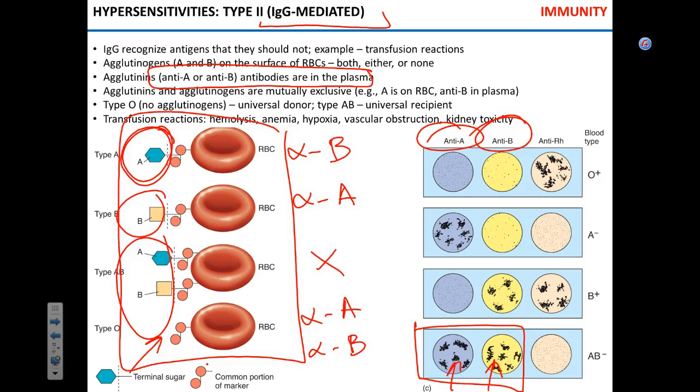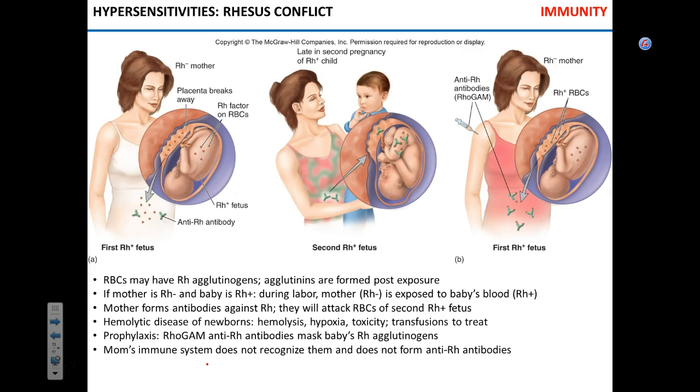Consequences: red blood cells agglutinate, they clump, blood flow is impaired, they also start to lyse, hemoglobin is released, and it's going to kill your kidneys. Does that make sense? Rhesus factor, we're going to get to this picture. Rhesus factor was discovered on the red blood cells of Rhesus macaques. Later, it was found on human red blood cells. It's a different one.